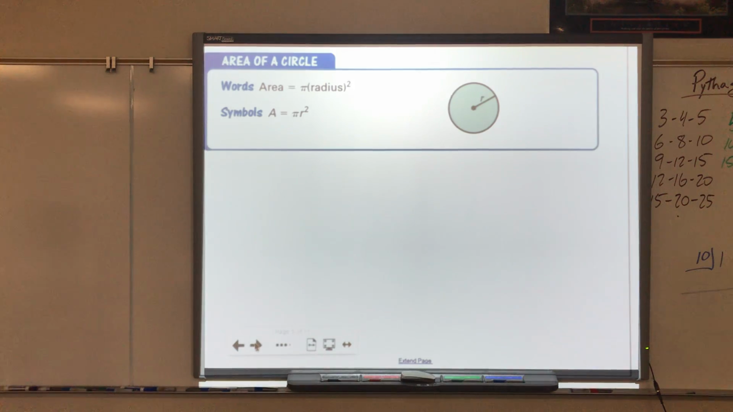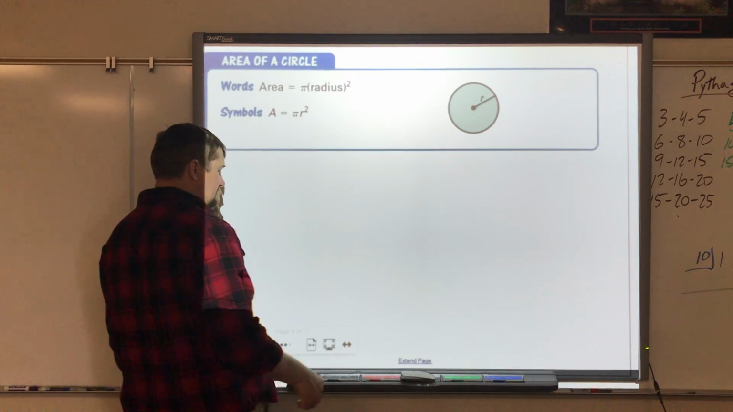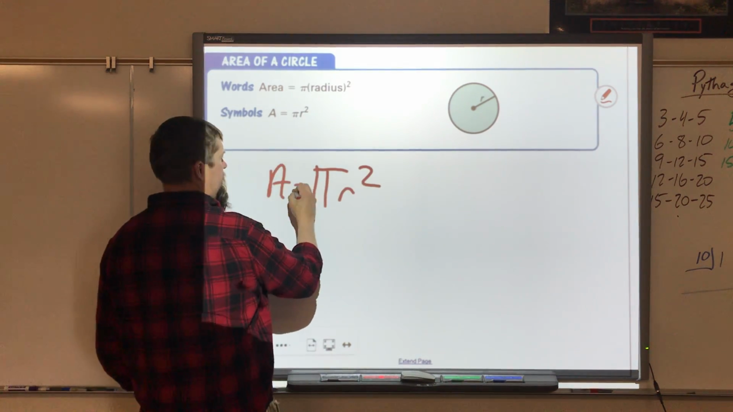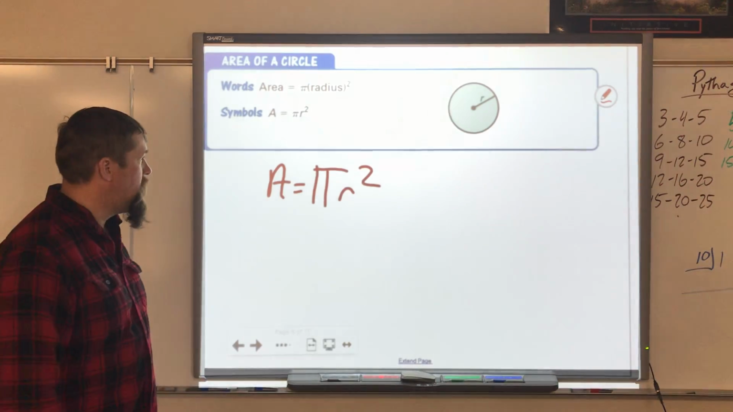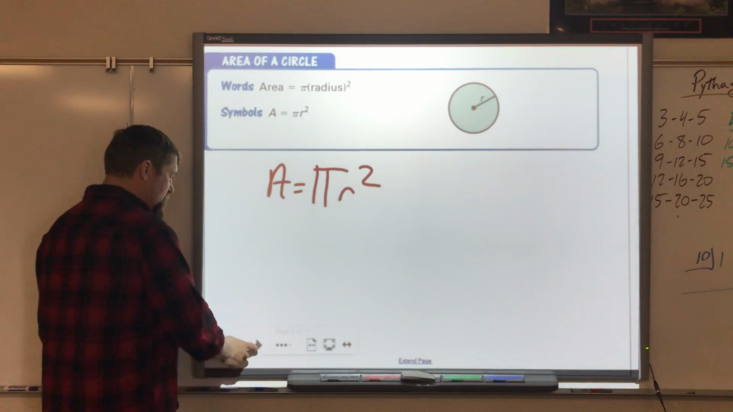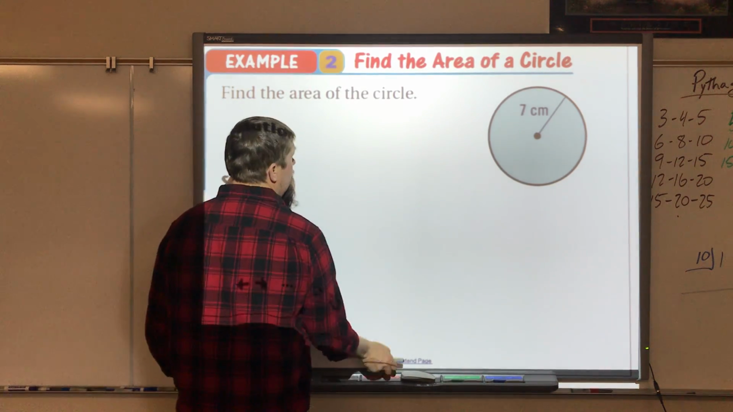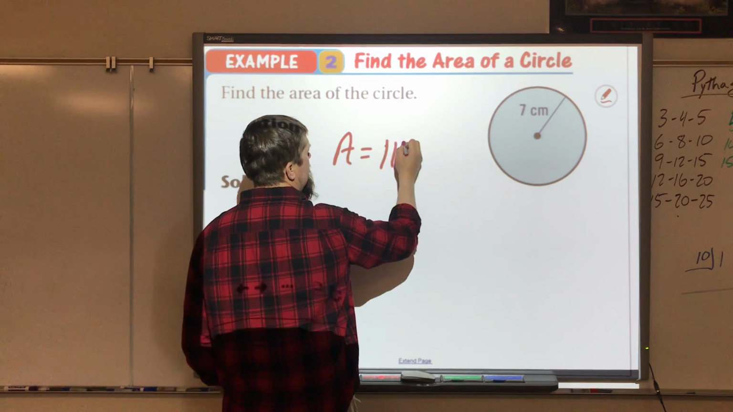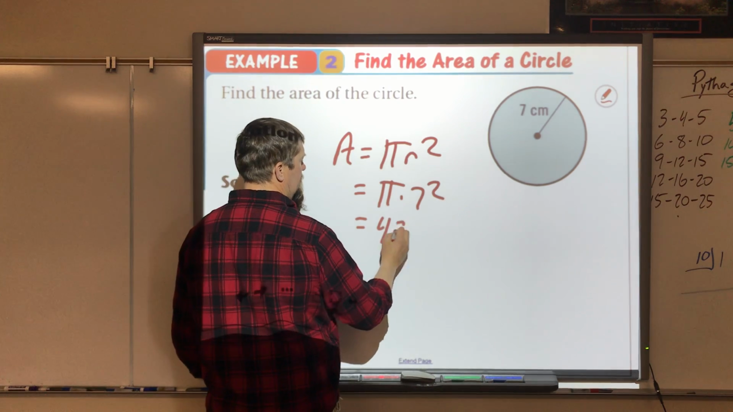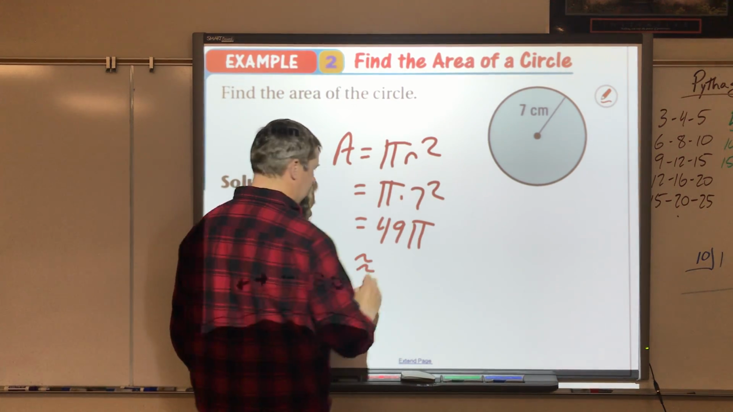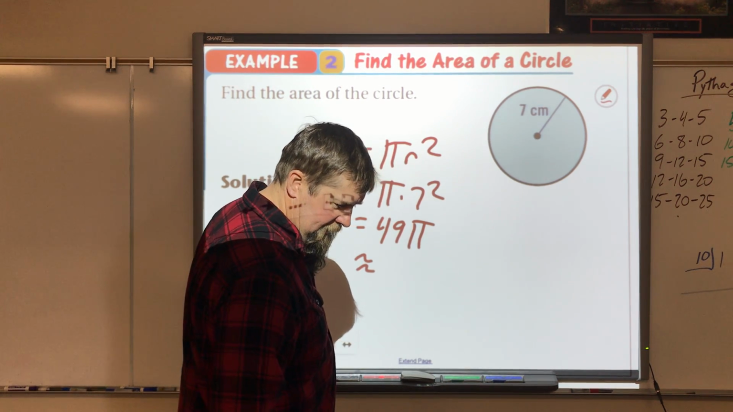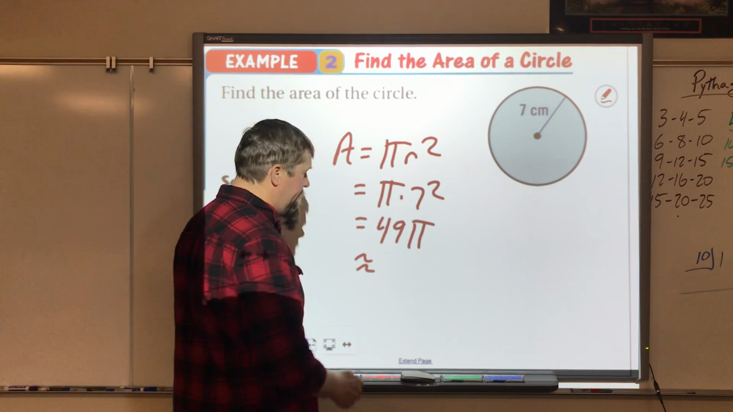All right, the area of a circle is pi times the radius squared. This time you're not multiplying the radius times 2, you are squaring the radius. And don't forget your units are in units squared because it's area. So this one, area is equal to pi times r squared. So pi times 7 squared is 49 pi, which is approximately, and I'm going to use the pi button again, 49 times pi, I get 153.94.